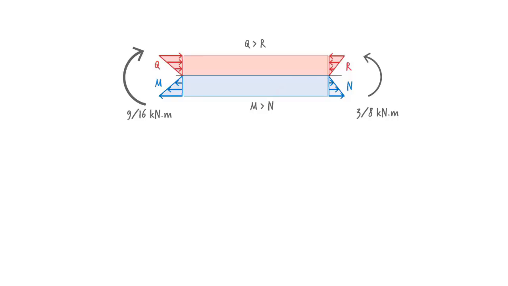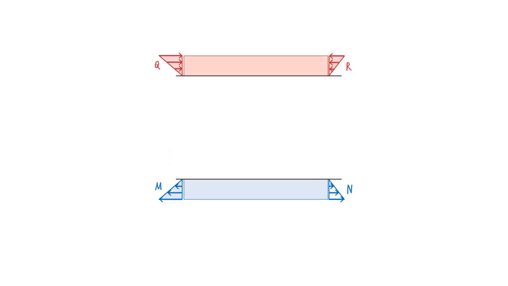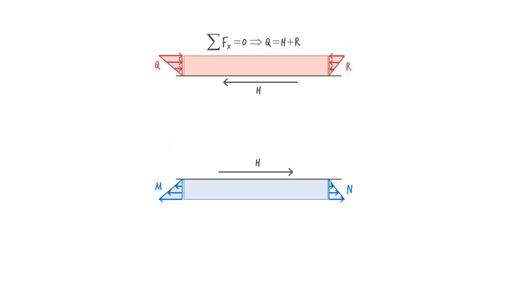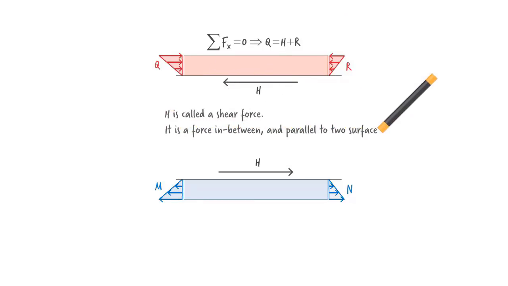Suppose we separate the tension zone from the compression zone, like this. This separation exposes another internal force in the segment, a horizontal force that acts in between the two segments. Why does such a force exist? To maintain static equilibrium. Since Q is greater than R, then another horizontal force needs to be present for the sum of the forces in the x direction to vanish. We call this a shear force.